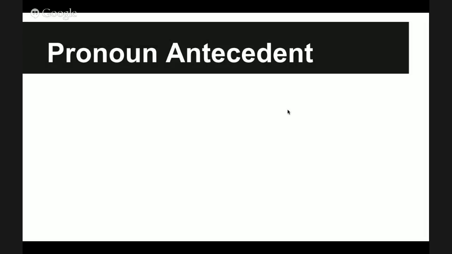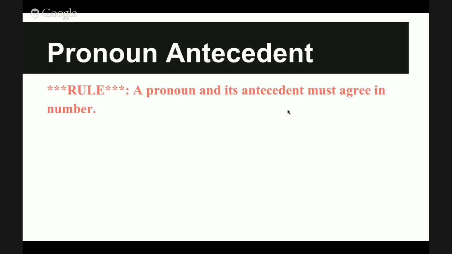So that brings us to a very important rule for composition. And that rule is this. Notice that I have put it in big, bold, red letters, and I've starred it. So make sure that you have this in your notes. An important rule to follow for speech and composition. A pronoun and its antecedent must agree in number.